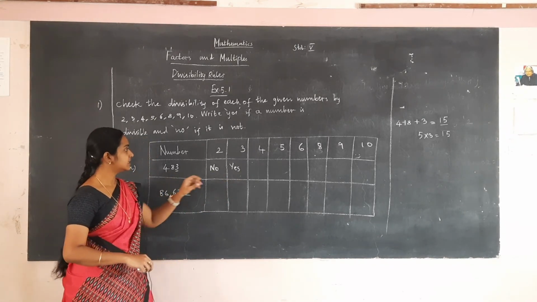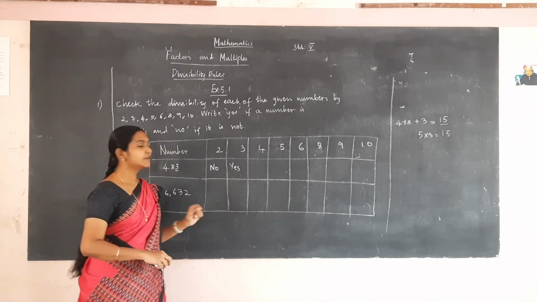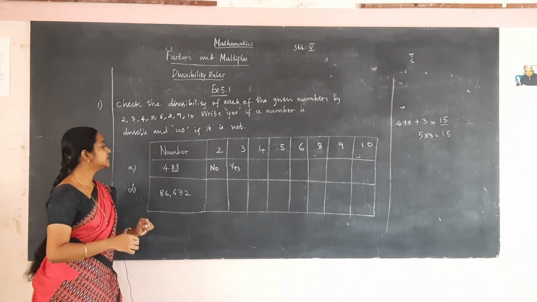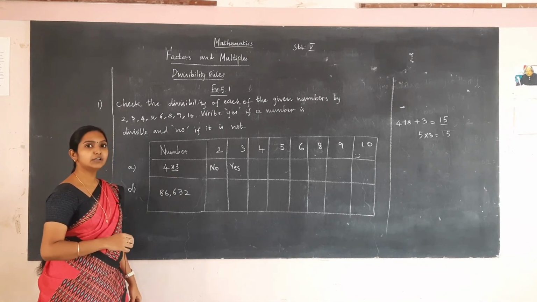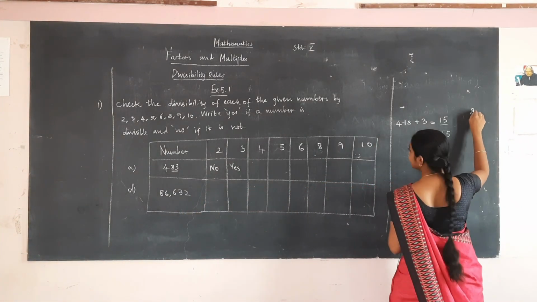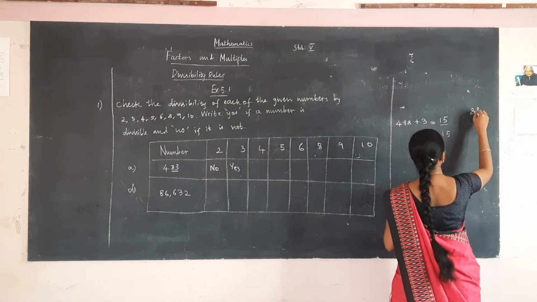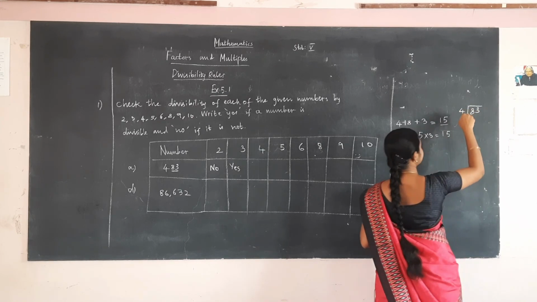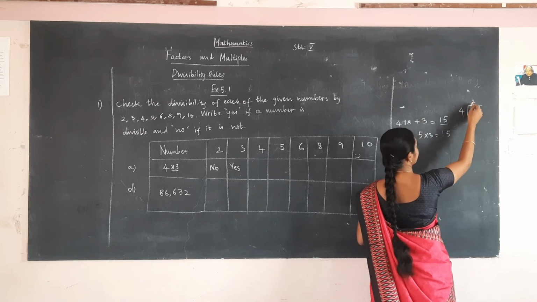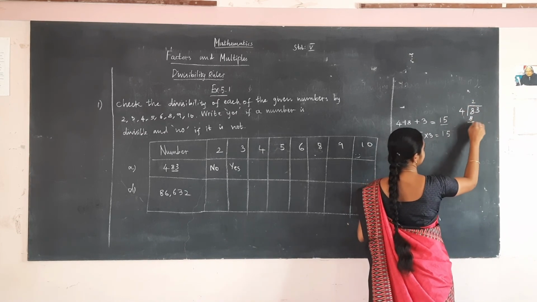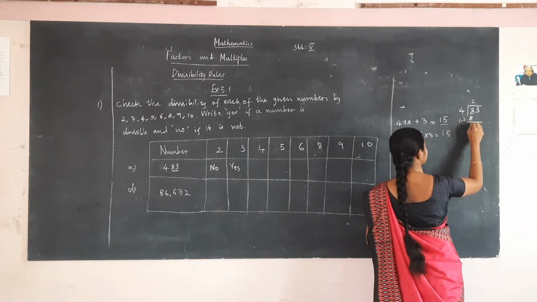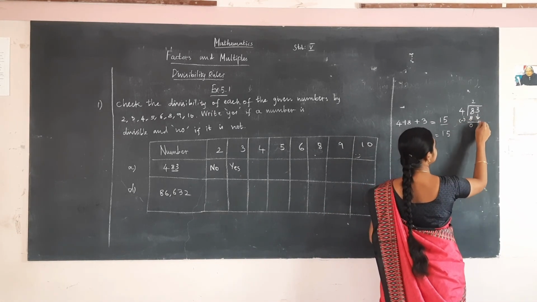Next, divisibility rule for number 4. We have to look at the last 2 digits of a number. If it is divisible by 4, then the whole number will be divisible by 4. 83. We have to divide it by 4. 2 4s are 8, so write 8 here. Subtract 8 from 8, we will get 0. But we have the remaining 3 here.